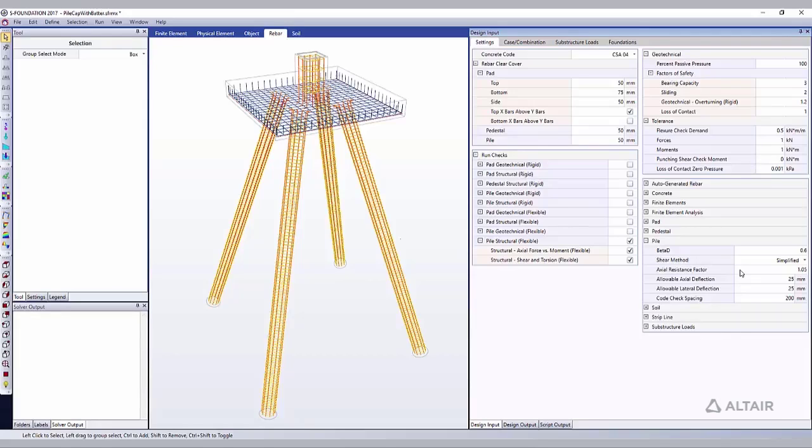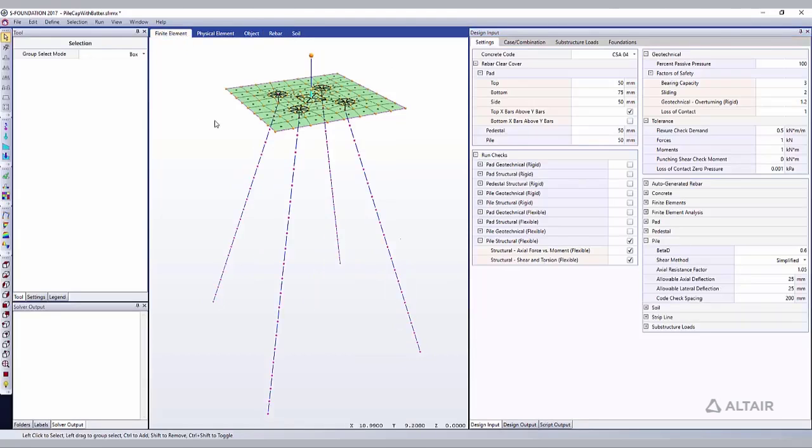When piles are modeled as reaction springs at the pile head, structural checks are performed at the pile head only. When piles are modeled as members with soil springs along pile length, structural checks are performed at various depths along the pile member using the flexible method. To set the spacing used with structural checks, change Design Input, Pile, Code Check Spacing.